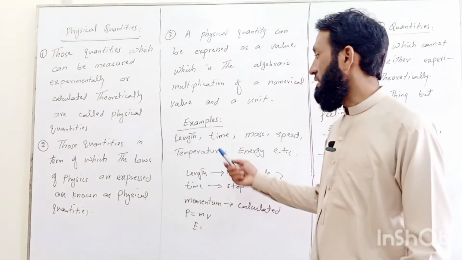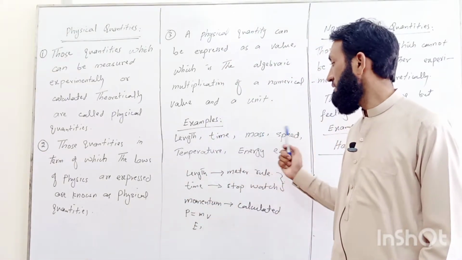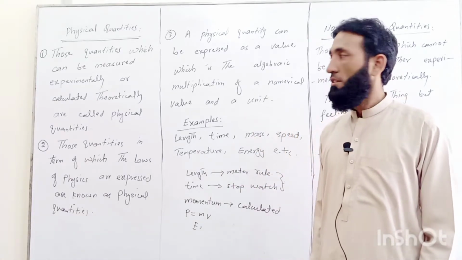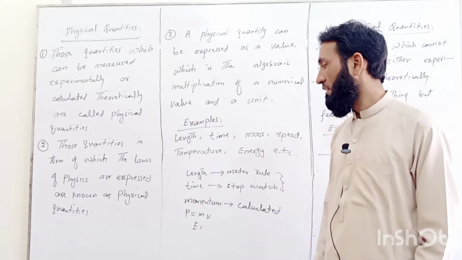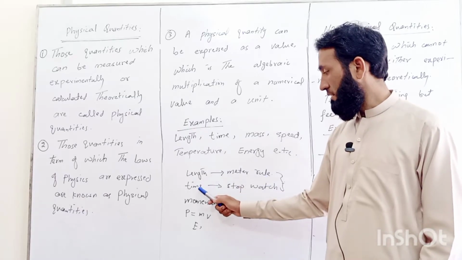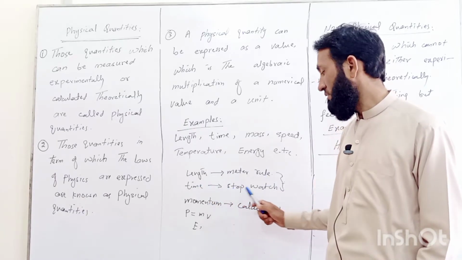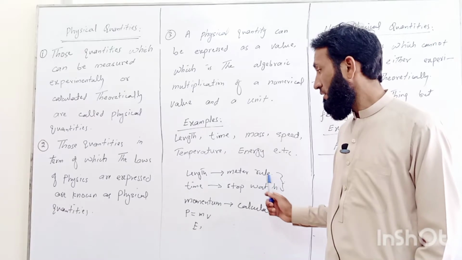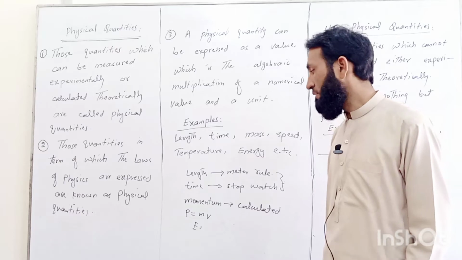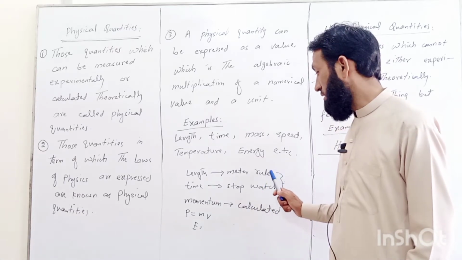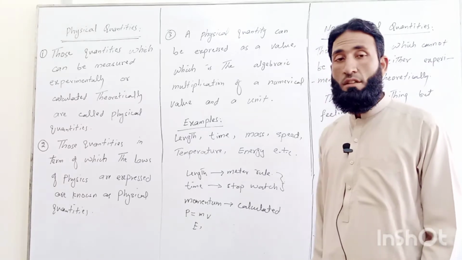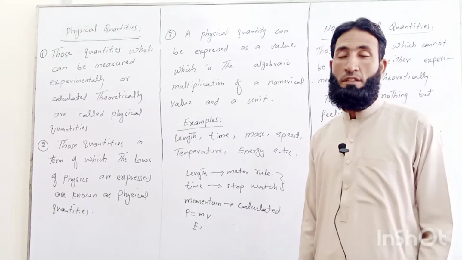Examples of physical quantities are length, time, mass, speed, temperature, energy, momentum, etc. So according to the first definition, length can be measured using a meter rule, time can be measured experimentally using a stopwatch. Similarly, temperature can be measured using a thermometer and so on. So these are the experimental measurements of these quantities, but there are some quantities which cannot be measured experimentally.